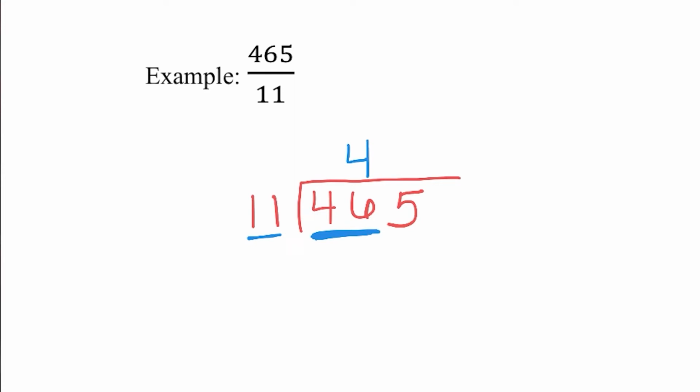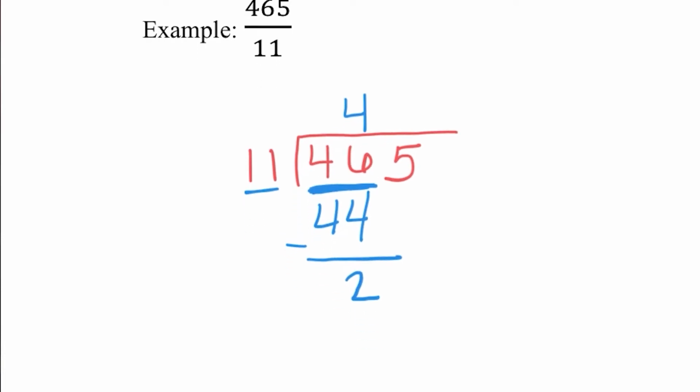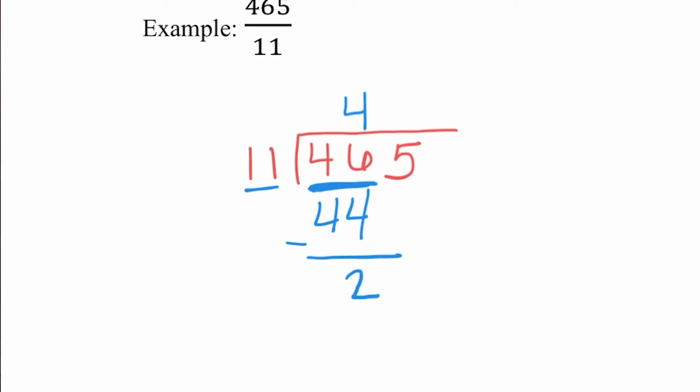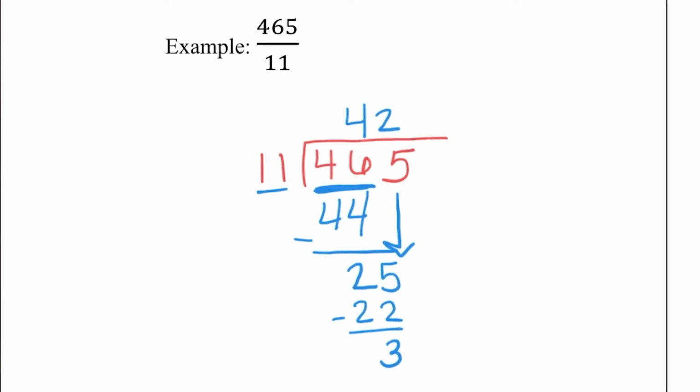Now we do 4 times 11, which gives us 44. And then we find the difference between those two. 46 minus 44 is 2. Then, since 11 cannot go into 2, we bring down the 5. How many times does 11 go into 25? Twice. So 2 times 11 is 22. Find the difference, and your remainder is 3.